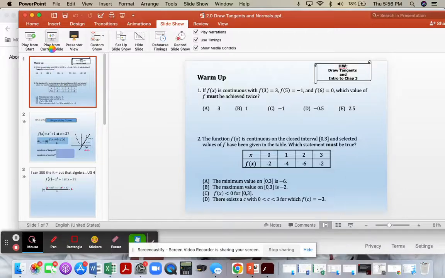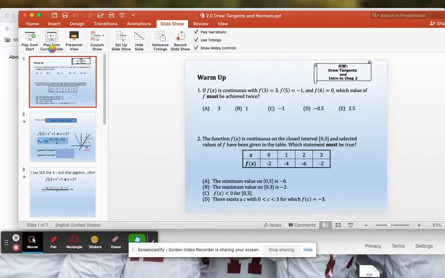Hey kids, time to do some tangents and normals when we don't have to do that long homework like you were doing last night, where you had to write with all different kinds of functions. You had to do that limit notation. You had to go through it.